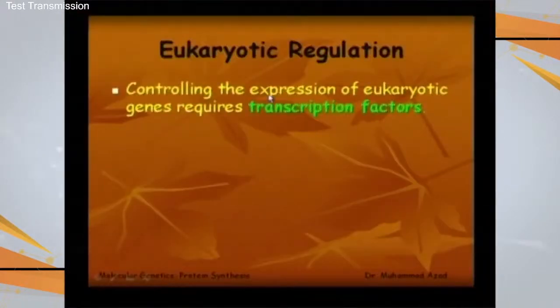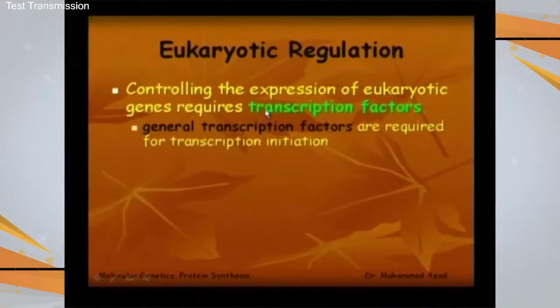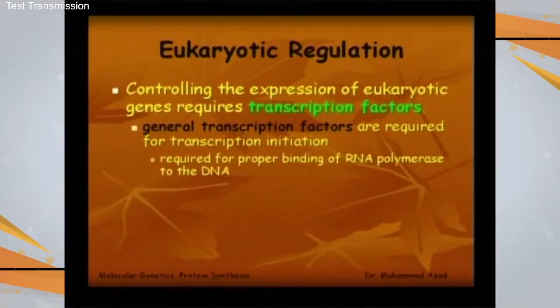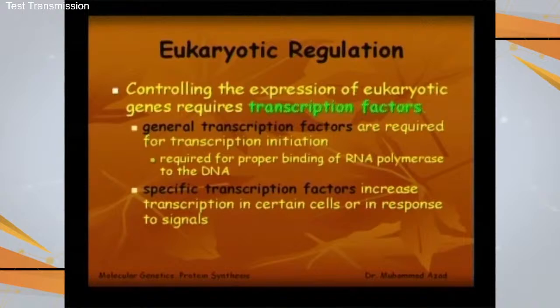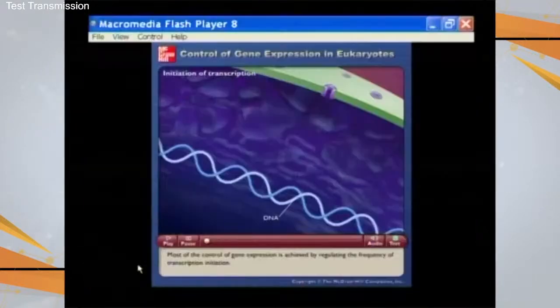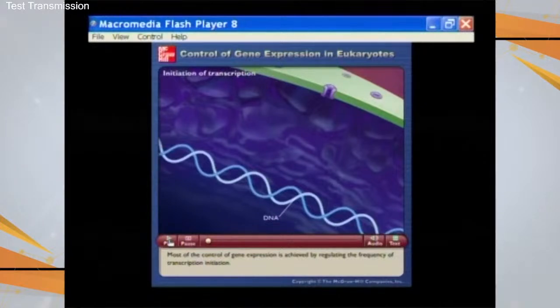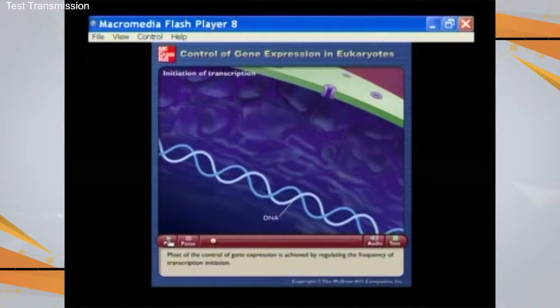Continuing our slideshow, controlling the expression of eukaryotic genes requires transcription factors. General transcription factors are required for transcription initiation. They are required for proper binding of RNA polymerase. Specific transcription factors increase transcription in certain cells or in response to signals. Looking at this animation, control of gene expression in the eukaryotic cell is slightly different from the prokaryotic cell, because most prokaryotes have both processes occurring in the cytoplasm.